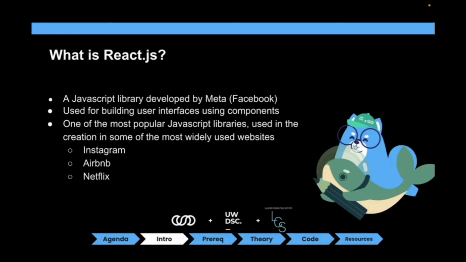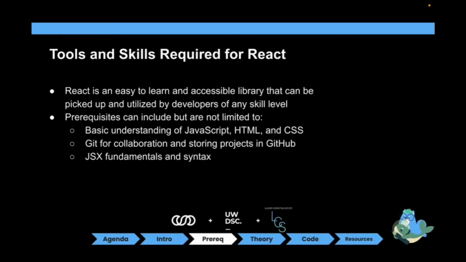So let's hop right into what is React.js. React.js is a JavaScript library developed at Meta, formerly known as Facebook. It's used for building user interfaces using components, and it's one of the most popular JavaScript libraries used in the creation of some of the most widely used websites such as Instagram, Airbnb, Netflix, Facebook, and a plethora of other websites and web apps.